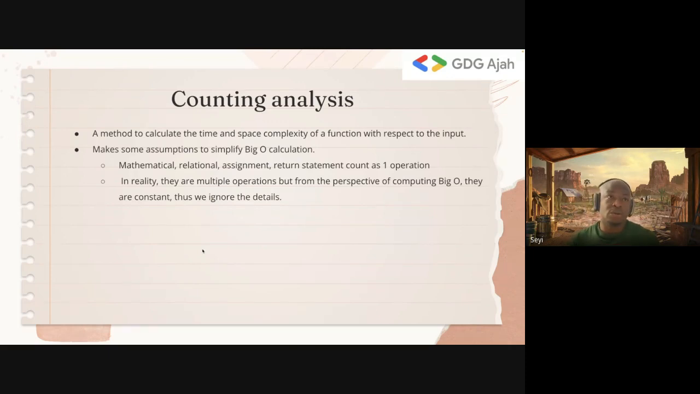So the thing about Big O is that it makes a lot of assumptions about how codes run. For instance, mathematical, relational, assignment and return statements all count as one operation. In reality, it's not one operation, but Big O just abstracts them out and makes them one operation. The idea behind this is if you're adding different numbers, that operation is constant anytime you're doing an addition. Almost constant, but not entirely true, but for the sake of Big O, just assume it's constant. So in reality, there are multiple operations, but from the perspective of computing Big O, they are constant. So we ignore those details and focus on what is important.